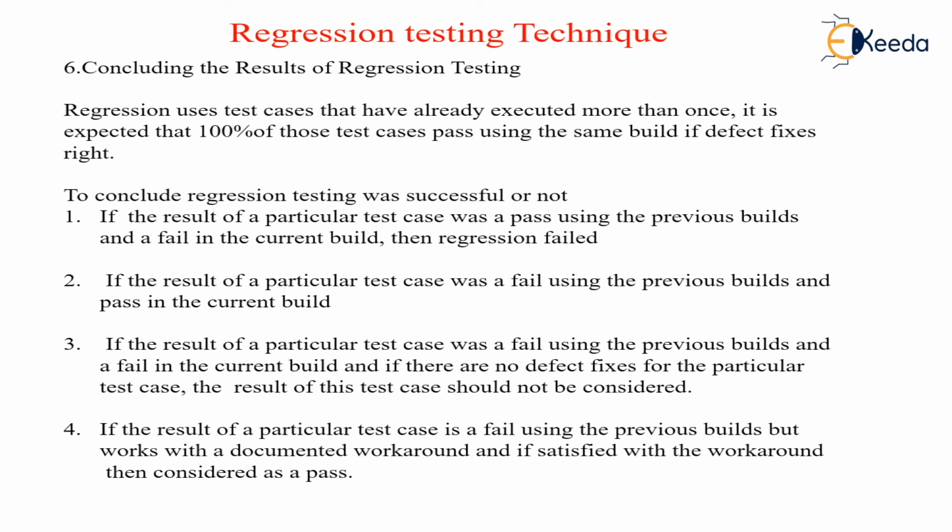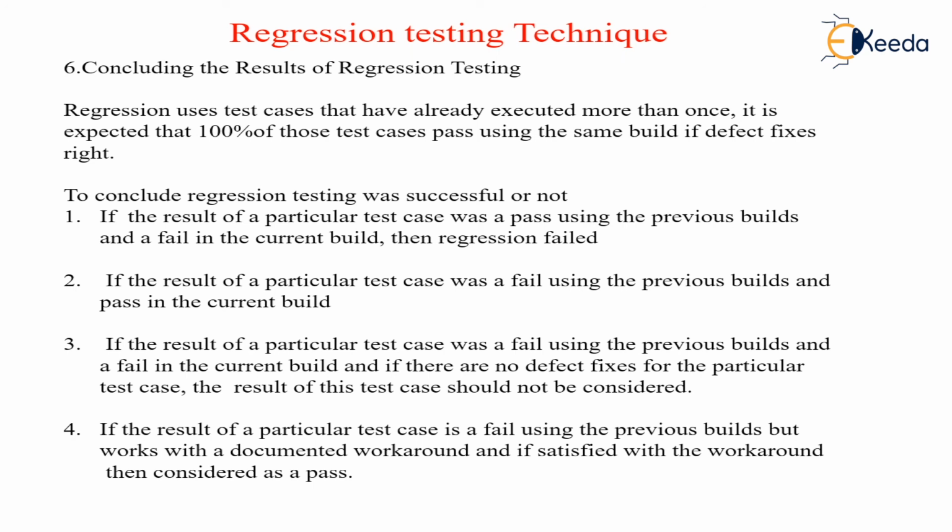Did you understand this? If the result of a particular test case was passed using the previous build, two builds were introduced, that in the previous build my test case passed, but when I introduced the current build, when I used a version release, it failed. So my regression testing failed. Now, second, if the result of a particular test case was failed using the previous build and passed in the current build, the difference is the combination and permutations of your previous and current build, so that your regression testing is classified as whether it was successful or it failed.